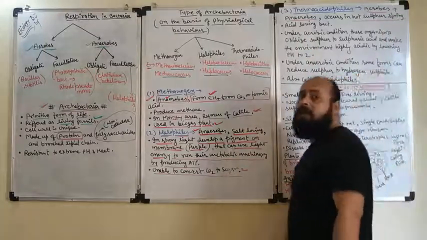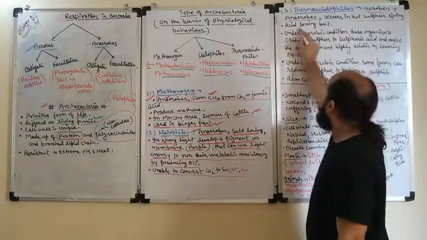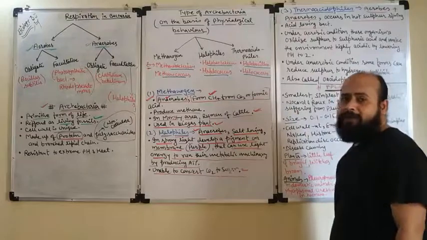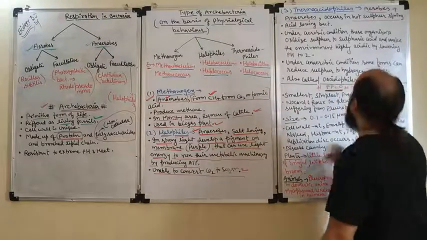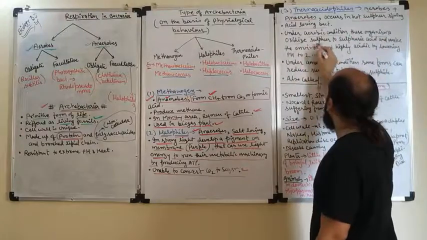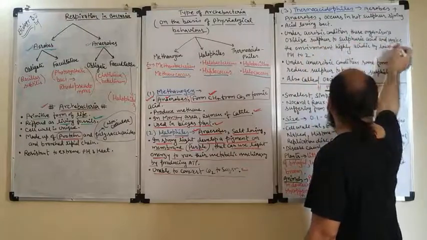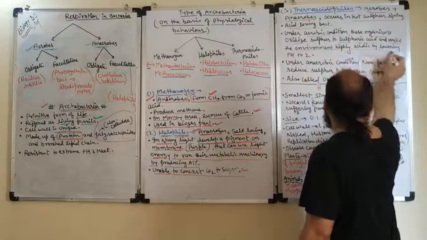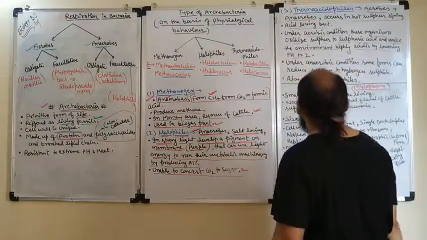They are actually acid-loving bacteria. Under aerobic condition, these organisms oxidize sulfur to sulfuric acid and make the environment highly acidic by lowering pH to 2.